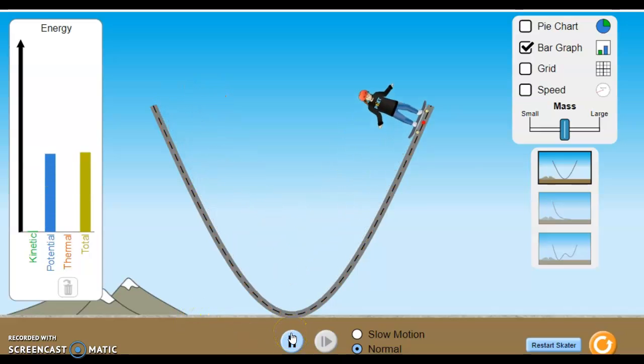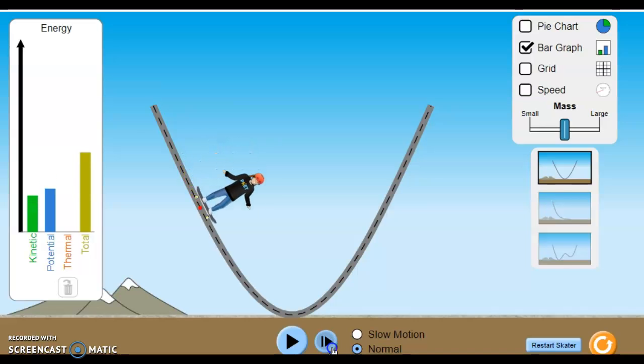I'll stop it, pause it. If we look at the top of the hill right here, we're going to see that all of our energy, which is the total energy, is potential energy. But as I start to step down, we're going to see that I will lose my potential energy because I'm losing height and gain kinetic energy because I'm gaining speed until I get all the way to the bottom where all the potential energy I had at the top is converted into kinetic.